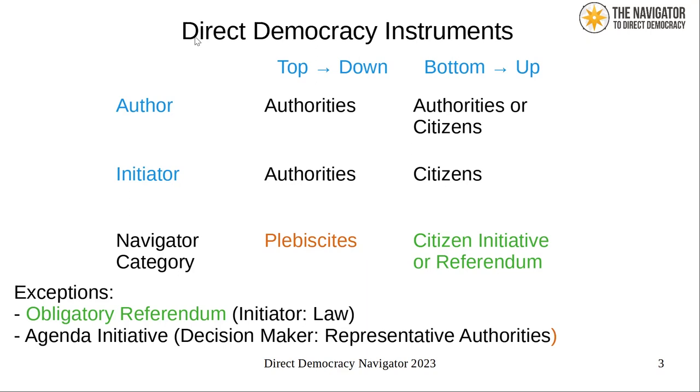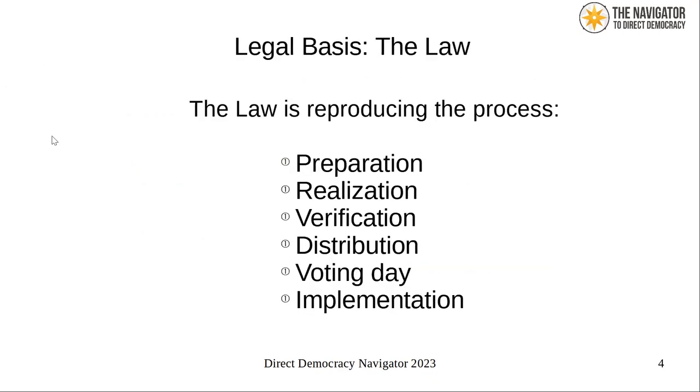So these are the types of possibilities how a law can rule about direct democracy instruments. The next point is that, of course, the law which we have here as an example, the law for citizen initiatives, is describing certain phases.